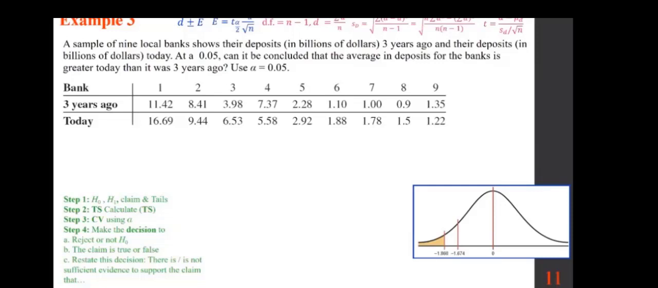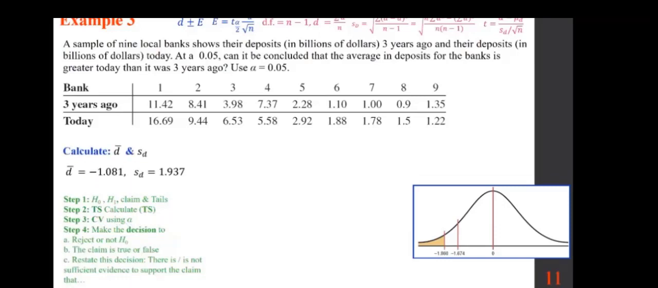A sample of 9 local banks show their deposits in billions of dollars 3 years ago and their deposits in billions of dollars today. At alpha equal to 0.05, can it be concluded that the average in deposits for the banks is greater today than it was 3 years ago? We basically need to calculate the difference and then calculate d bar and s sub d. You just subtract the third from the second and you do the math.